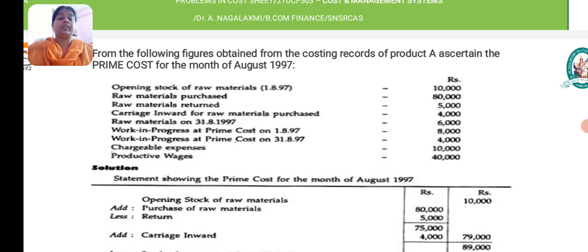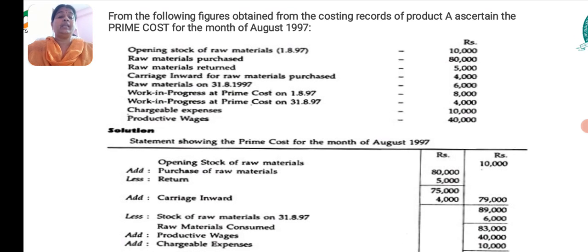From the following figures obtained from the costing records of product A, ascertain the prime cost for the month of August 1997. So the same prime cost calculation is to be made on a product A, for the month of August 1997. They have given an exact period of month and year.